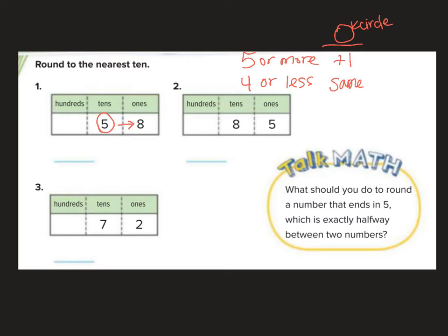Okay, so 8 is 5 or more. That means I need to add 1 to my circled digit. And so it's going to become 60. 60 is what 58 is closest to. Now it should be a 10.